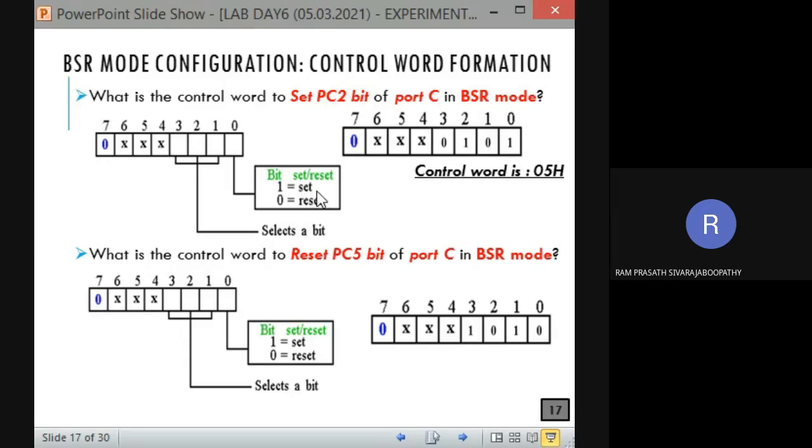Hexadecimal? Yes, 0AH. That's all. 0AH. Okay. இன்னைக்கு நம்ம லேப்ல பண்ணக்கூடிய எக்ஸ்பெரிமெண்ட்டுக்கு these things are sufficient, more than sufficient to do our lab experiment. Now only we are going to get into the lab experiment.